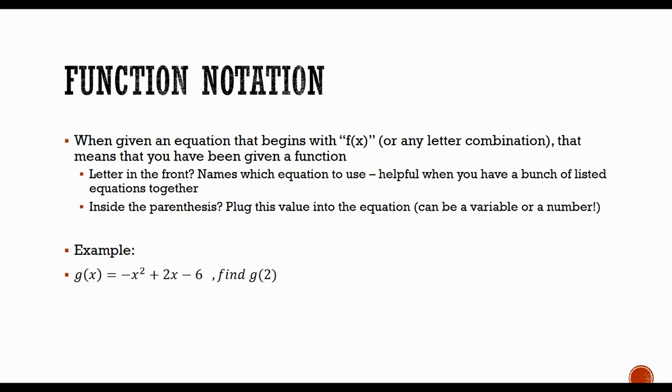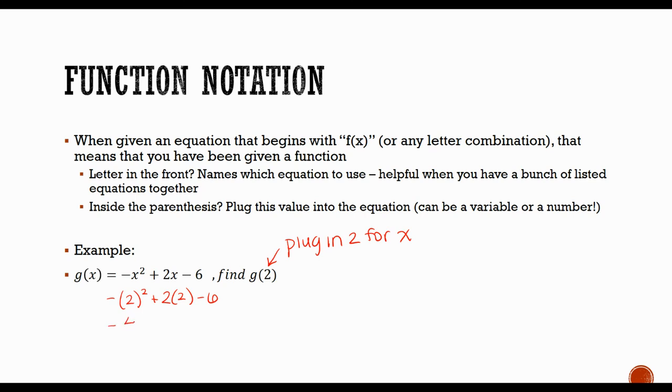So the example we have here, we have g of x equals, and we've got our function, and we want to find g of 2. Because that 2 is inside the parentheses, what they're telling us is to plug in 2 for the x's. So let's do that. We're going to plug in 2 for each one of our x variables. And now we're going to simplify. And don't forget your order of operations.